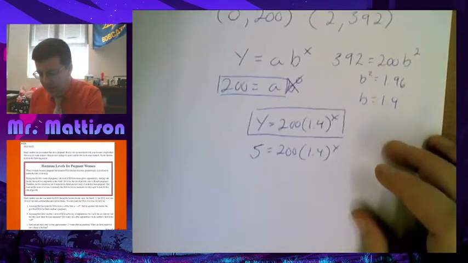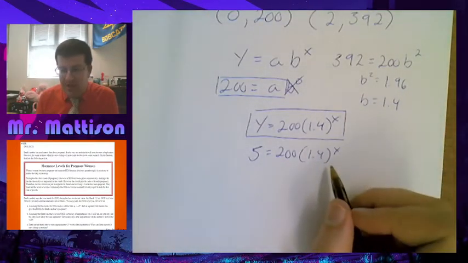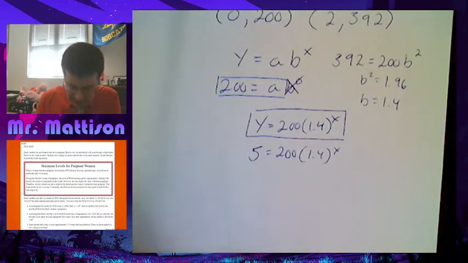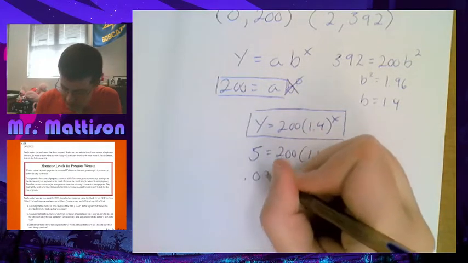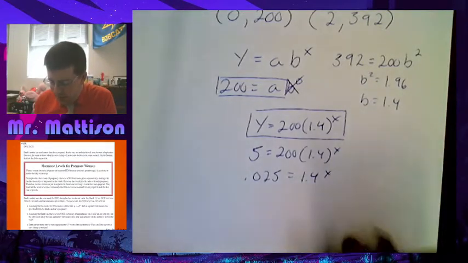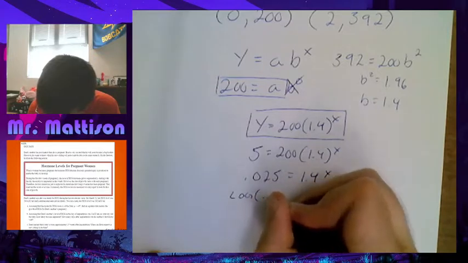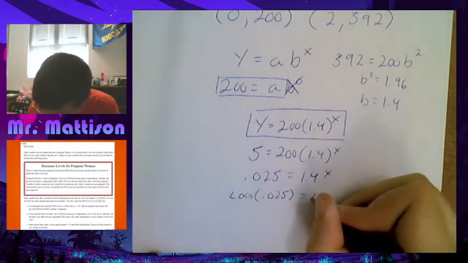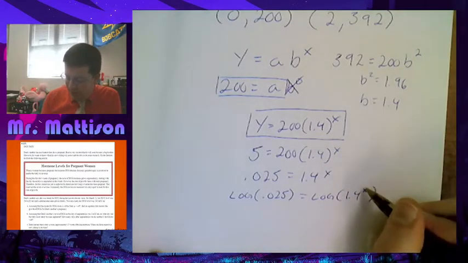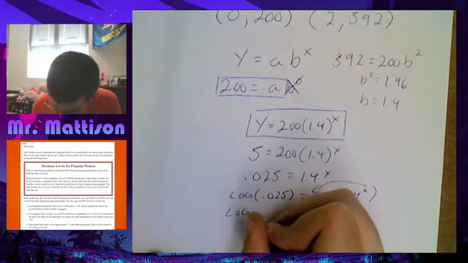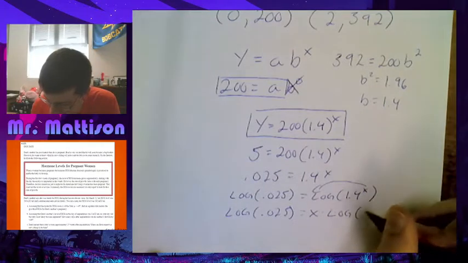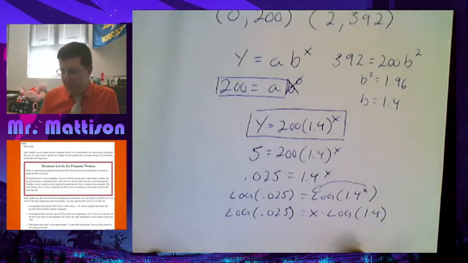Okay. So now I have to get this 1.4 raised to the x by itself before I can do that log trick. So I'm going to divide by 200. 5 divided by 200, I get 0.025 equals 1.4 raised to the x. Then I'll take a log of both sides. The log of 0.025 equals the log of 1.4 to the x. Now I can do that property about bringing the x out front. The log of 0.025 equals x times the log of 1.4.